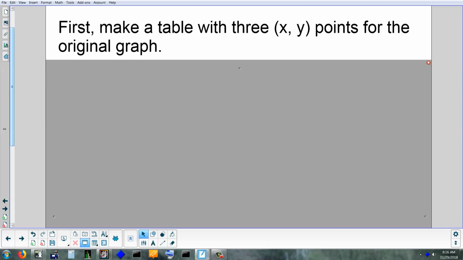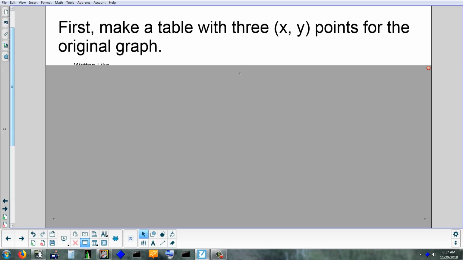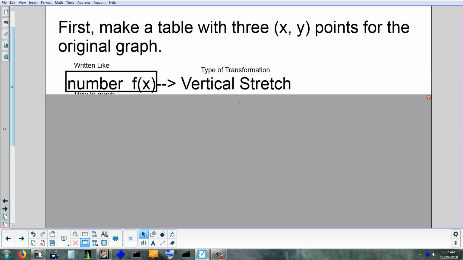So the first 4 things we're going to look at are all going to have to do with vertical. They're all going to have to do with things that affect the graph up and down. And the first one is a vertical stretch. You can see above each thing, that's what you have to write.